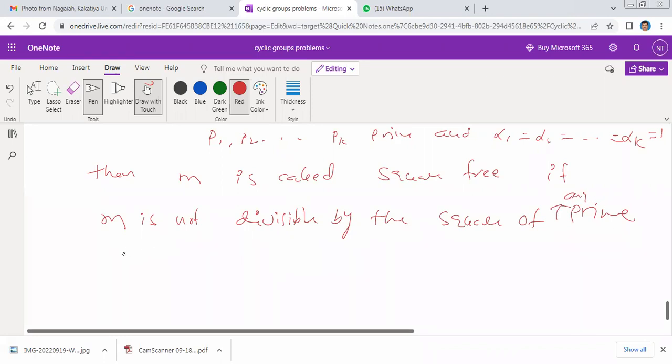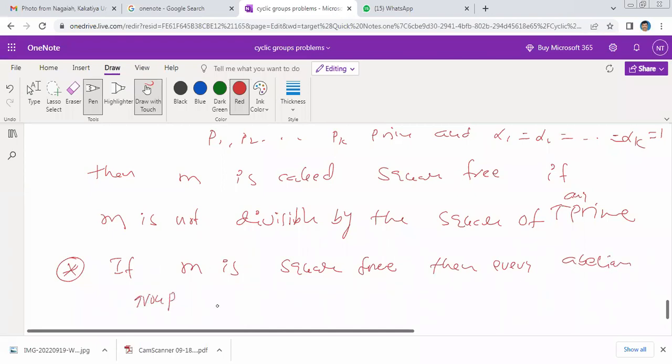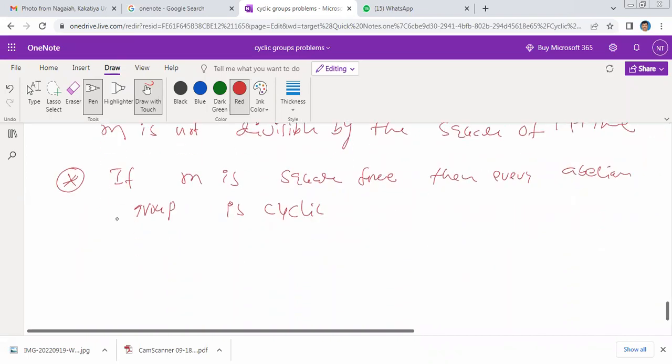Suppose my question is, if m is square free, then every abelian group of order m is cyclic. My note is, if m is square free, then every abelian group is cyclic. ఇది చాలా ఇంపార్టెంట్. ఎప్పుడు అవుతుందంటే ఒకవేళ m అనేది స్క్వేర్ ఫ్రీ అయినప్పుడు every abelian group is cyclic.